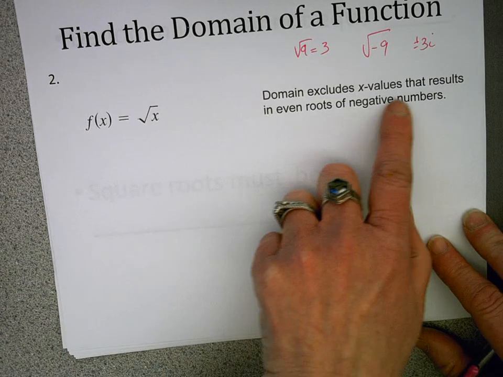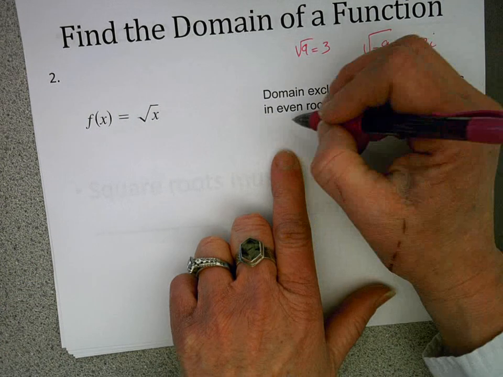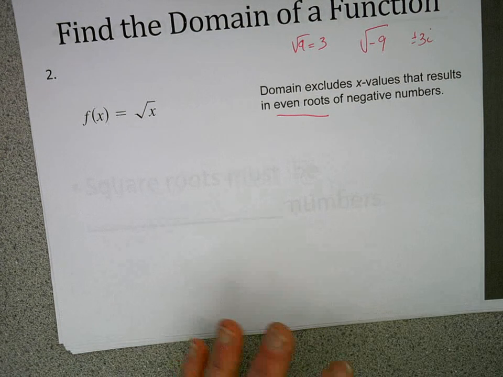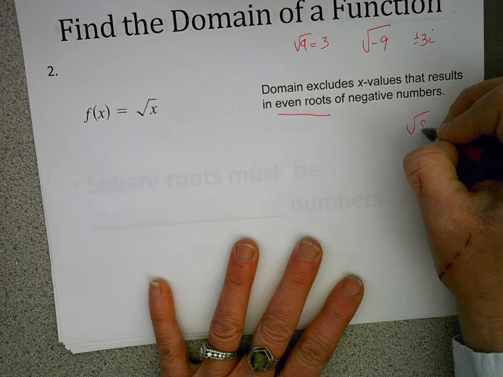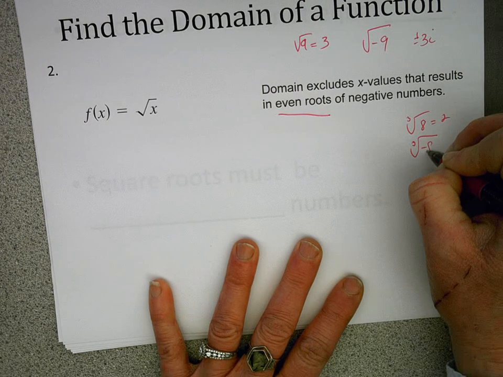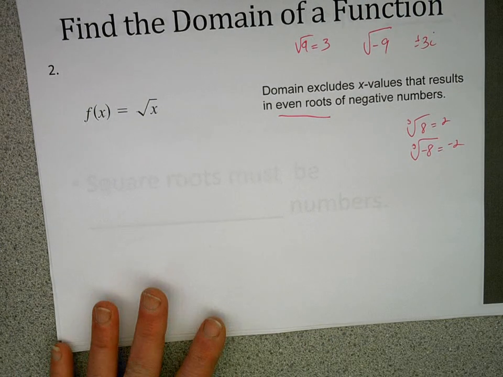So the domain excludes values that result in even roots of negative numbers. The reason it says even roots is that you can take a square root, fourth root, or sixth root of a negative number, but you can't take a cube root of a negative number. Okay, so you're going to see that. Like the cube root of 8 is 2, and we talked about it, and the cube root of negative 8 is negative 2. So you can take cube roots. It's just even roots.